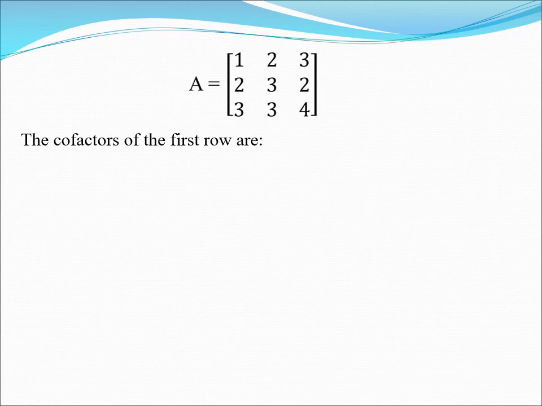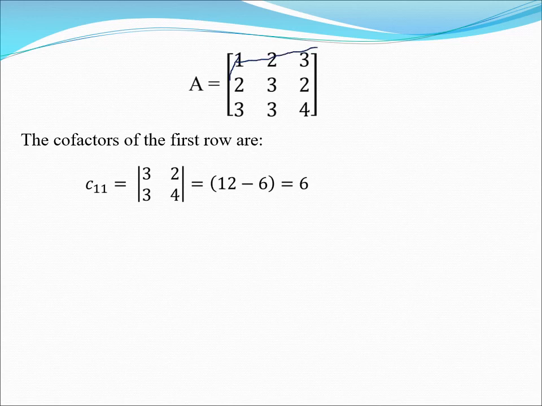Let us now find cofactors for this matrix. The first row is 1, 2, 3. The cofactor corresponding to the element 1 will be C11, and it will be obtained by deleting the row of 1 and the column of 1. So what is left is 3, 2, 3, 4. Solving this determinant we get the answer as 6.